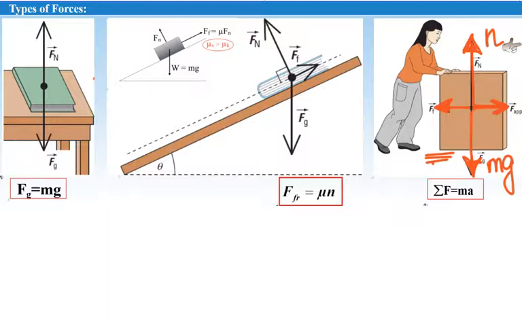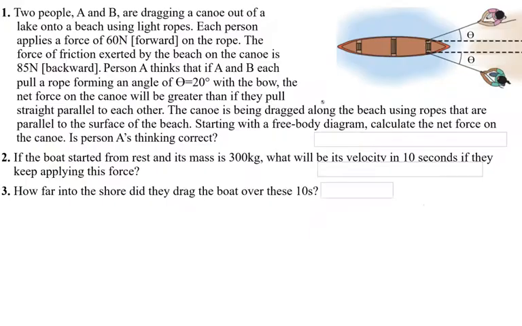And also you have to know that the static friction is larger than the kinetic friction, just because it is. So let's look at some of the questions, how to solve them. In this first question that we're going to look at, we have two people, A and B, dragging a canoe out of a lake onto a beach using light ropes.